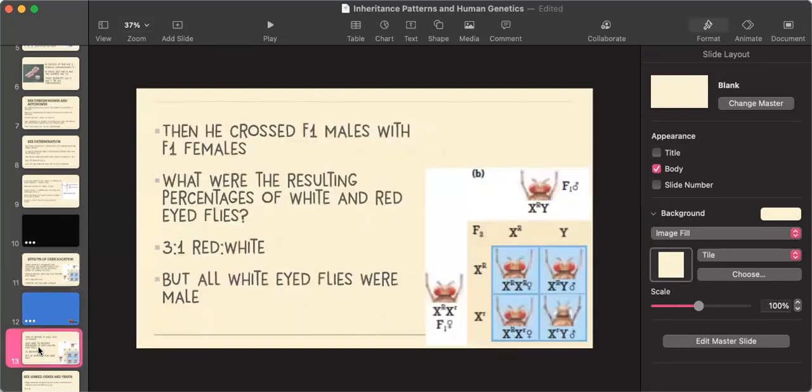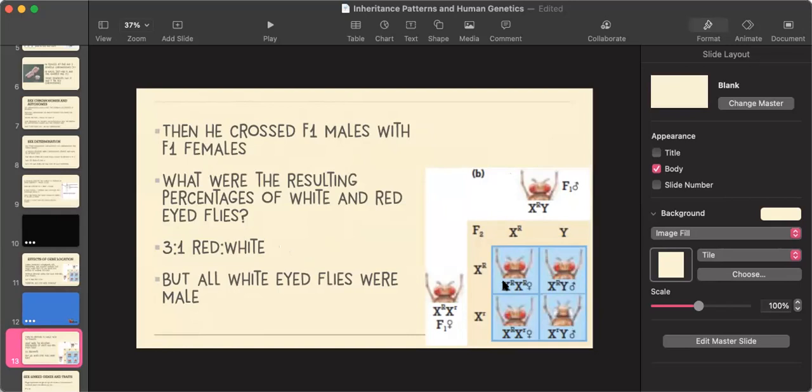So the next step is that he took the F1 males and the F1 females. So we have the F1 here, that's the male, and the F1 female here. And he saw that the F2 generation was the expected 3-to-1 red to white, right? That's what we had during Mendel's experiments. During F1, the recessive allele was completely covered up, but in F2, it came back in a ratio of 1-to-3.